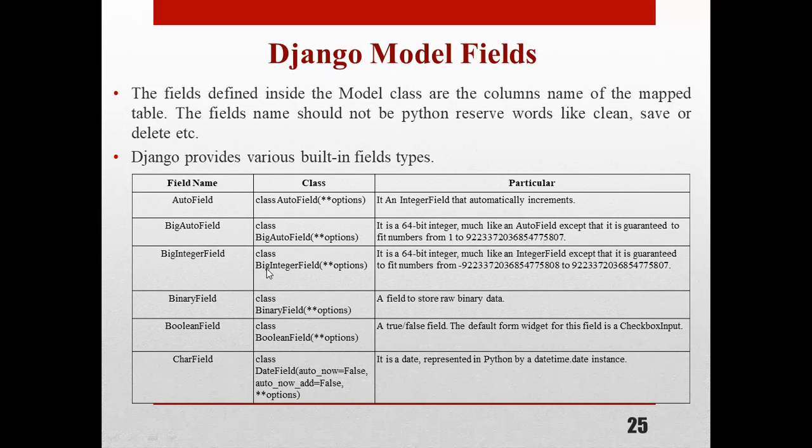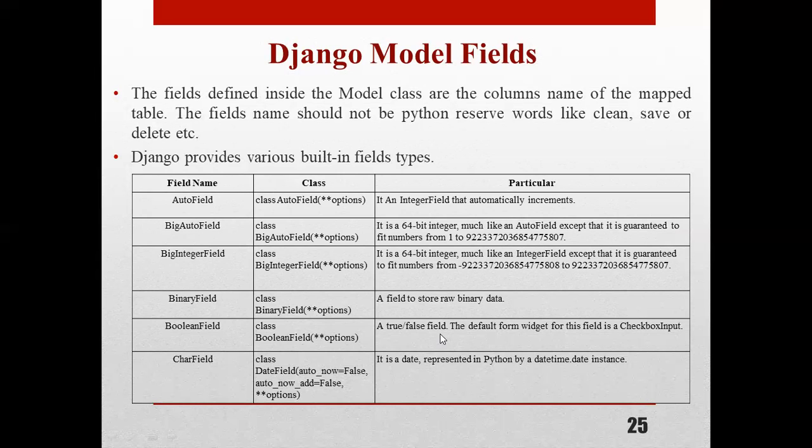Then BigIntegerField. See the representation, class BigIntegerField and the options. It is also a 64-bit integer field, much like an IntegerField, except that it is guaranteed to fit numbers from -9 here to plus here. You can see the range for that BigIntegerField. Then the BinaryField, class BinaryField and the options. It is a field to store raw binary data. Then the BooleanField, class BooleanField and the options. It is a true/false field.